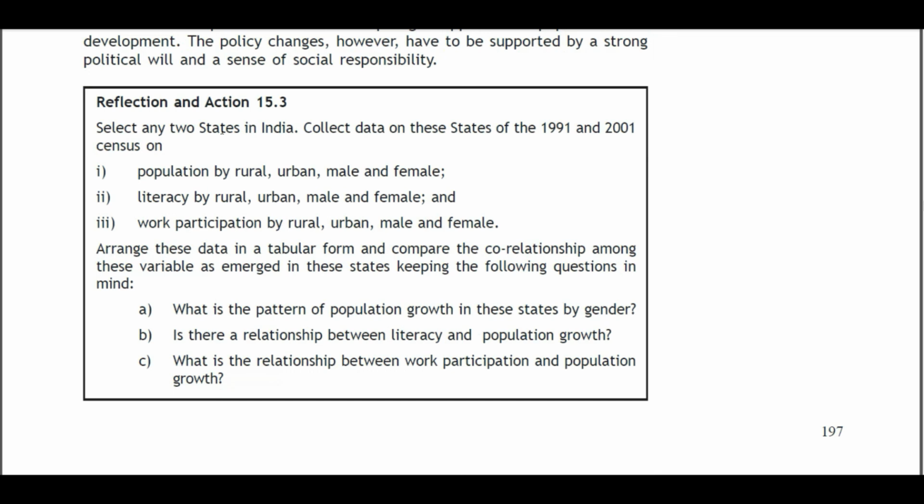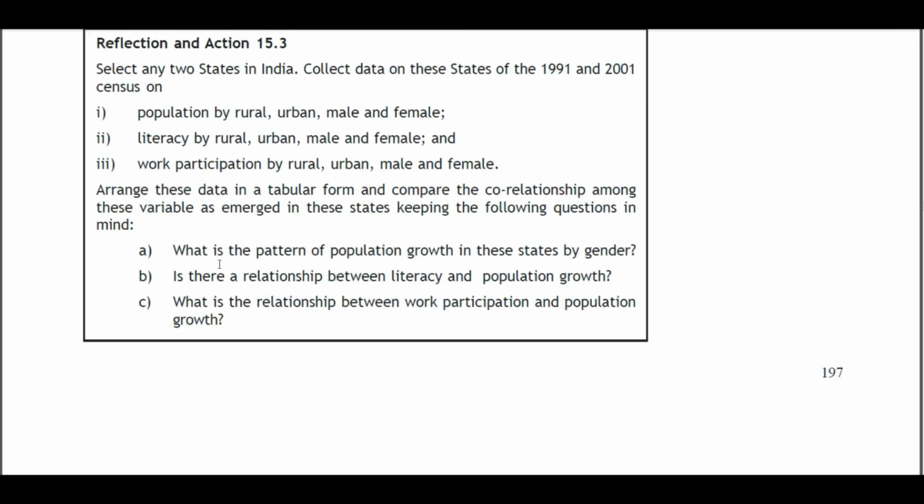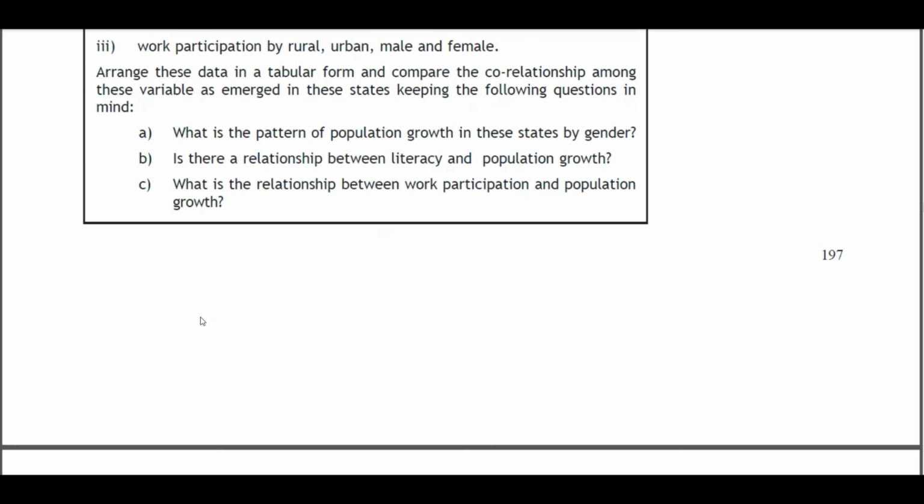Reflections and Action 15.3. Select any two states in India. Collect data of these states from the 1991 to 2001 census on: first, population by rural, urban, male and female; second, literacy by rural, urban, male, female; third, work participation by rural, urban, male and female. Arrange this data in a tabular form and compare the correlation among these variables as emerged in the states, keeping the following questions in mind. What is the pattern of population growth in these states by gender? Is there a relationship between literacy and population growth? What is the relationship between work participation and population growth?